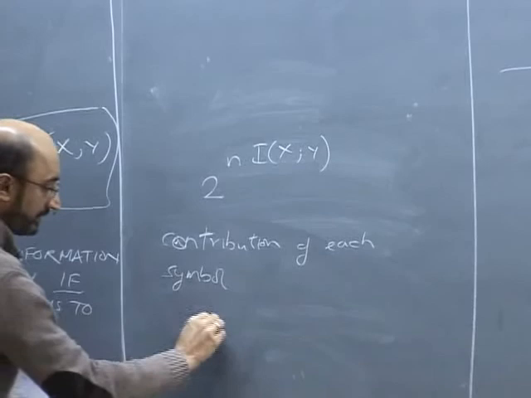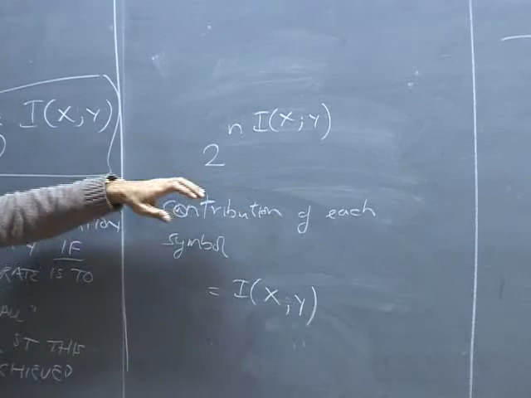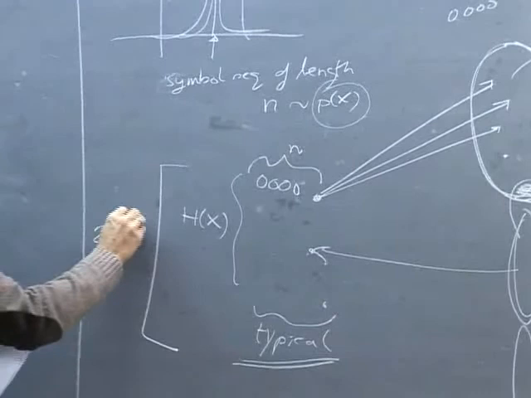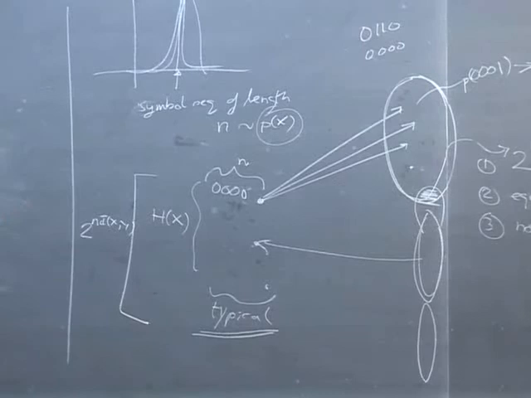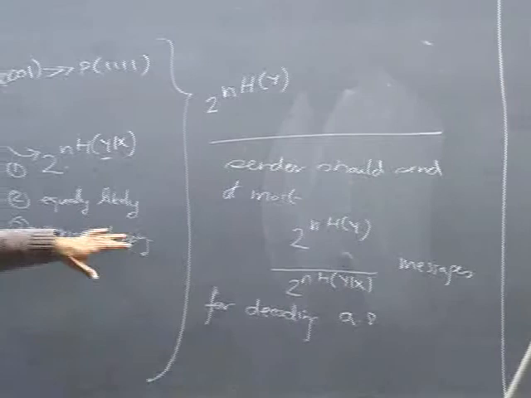Why do we say this? Well, there are n symbols, right? We can also look at it this way. 2 to the n I(X;Y) is the size of this set over here. This is the total number of messages that can be sent and be decoded almost surely. The sender should send at most these many messages for decoding almost surely. So that's the size of this set.